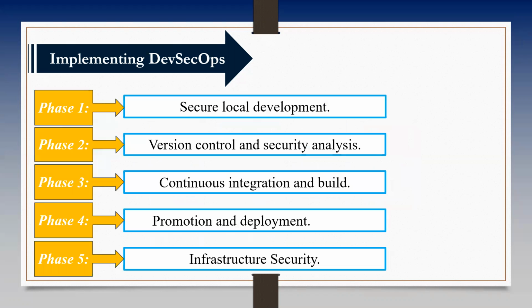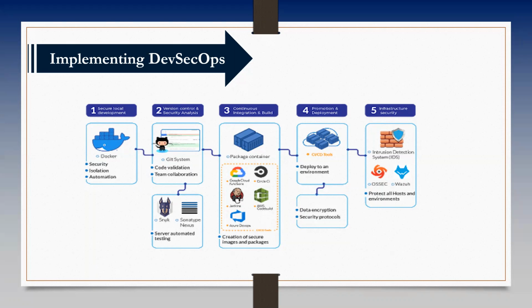Then phase 4 is promotion and deployment. When deploying to the environment, try to insert environment variables through CI/CD tools and manage them as secrets. To strengthen security protocol, we recommend that you properly encrypt and manage them.